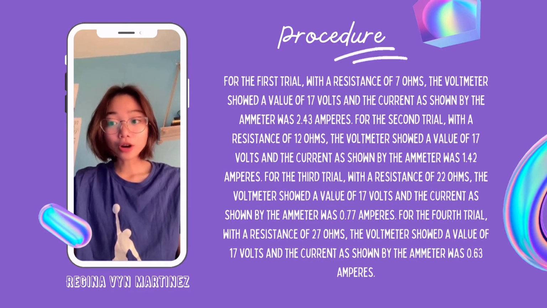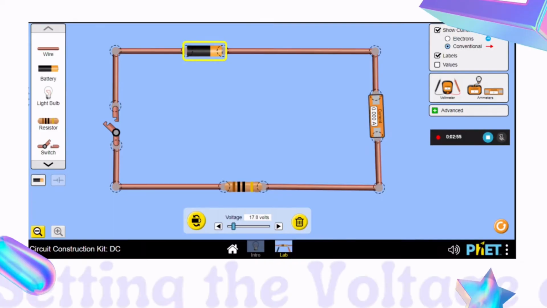And for the third trial, with a resistance of 22 ohms, the voltmeter showed a value of 17 volts, and the current as shown by the ammeter was 0.77 amperes. For the fourth trial, with a resistance of 27 ohms, the voltmeter showed a value of 17 volts, and the current as shown by the ammeter was 0.63 amperes.